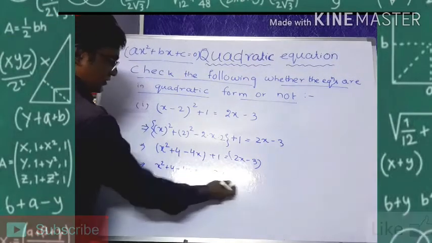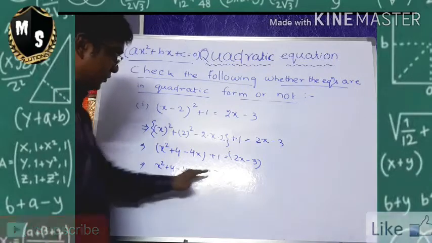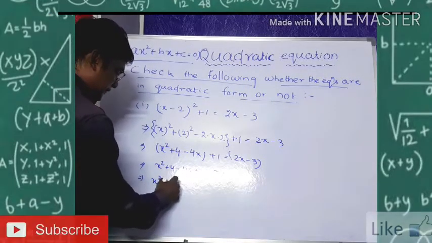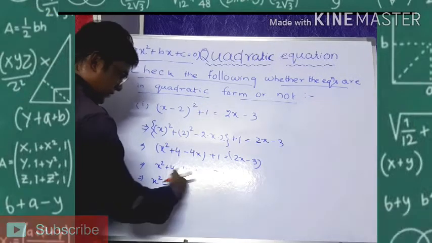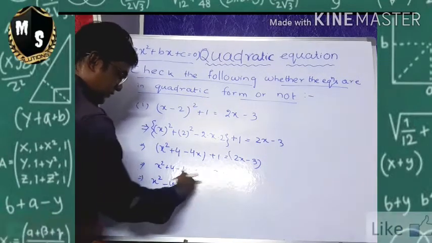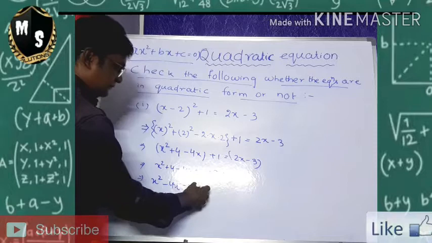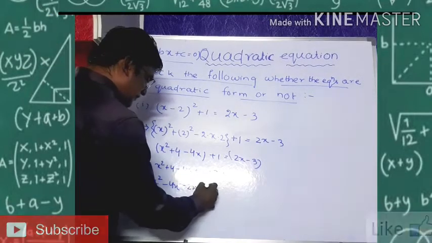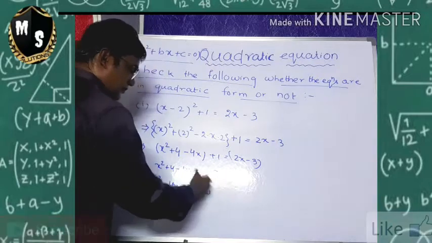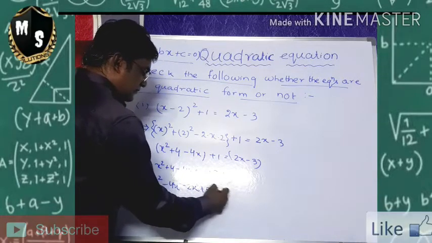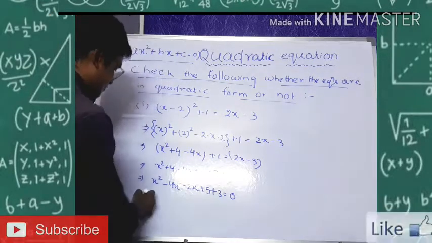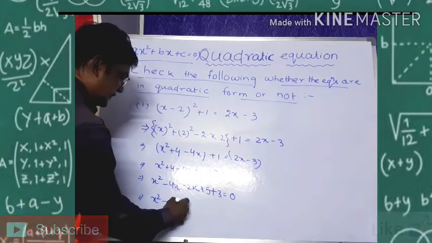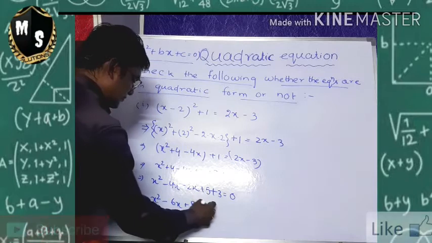Now bring all the right hand side to the left hand side. So x square, now it is minus 4x. The 2x will come to this side, and it becomes minus 2x. Then it is plus 4 plus 1, what is that? Plus 5. Then minus 3 will come to this side, plus 3 is equal to 0. Now see, it is x square minus 6x plus 8 is equal to 0.